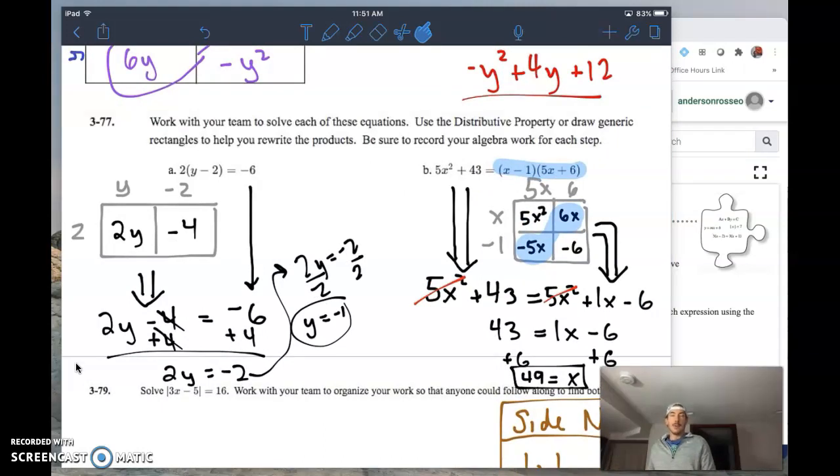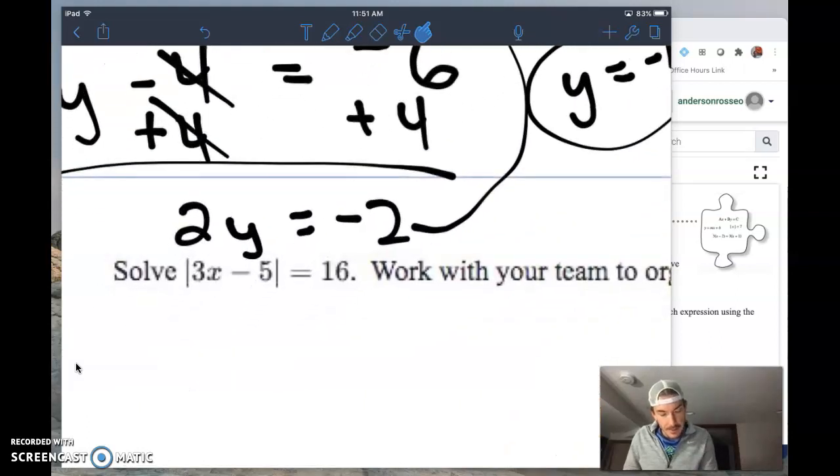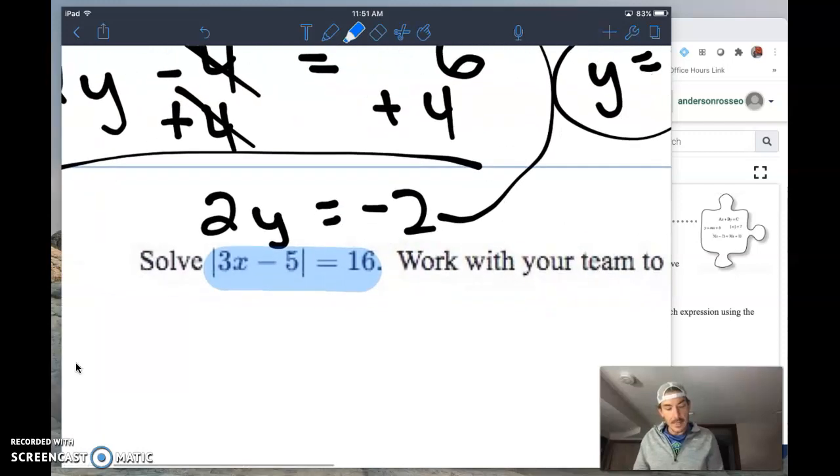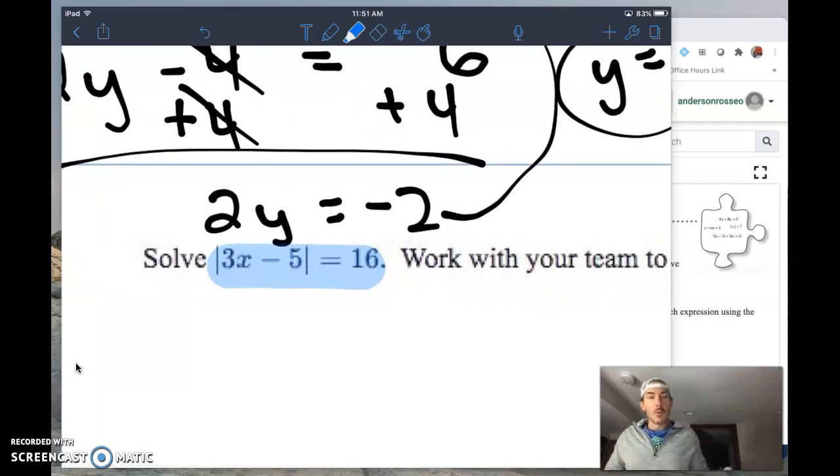Okay? Let's move on to this last idea that we're going to cover, and I'm only going to have time to do one of these today. This might be brand new, this absolute value piece, so feel free to pause, stop, replay, take what you need. We're asked to solve this kind of an equation in the next problem. This is 3-79 in your textbook. We're asked to solve the absolute value of the quantity 3x minus 5 equals 16.